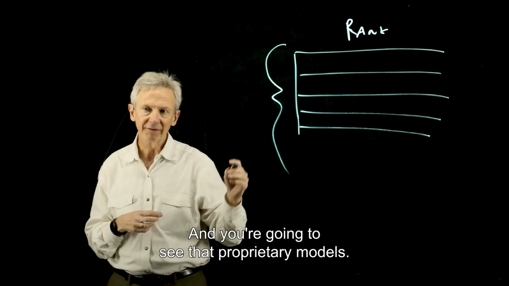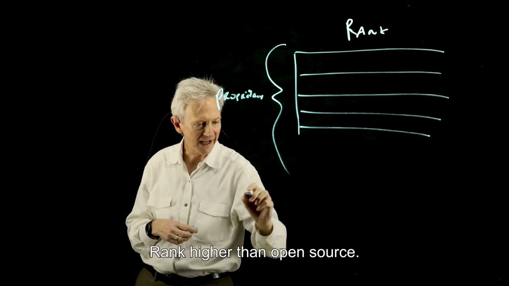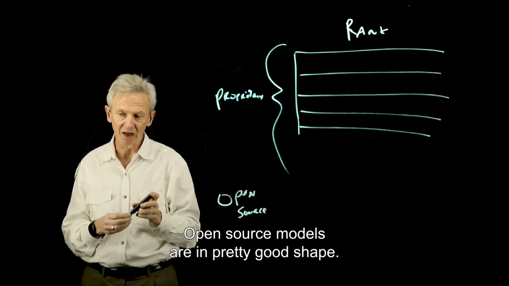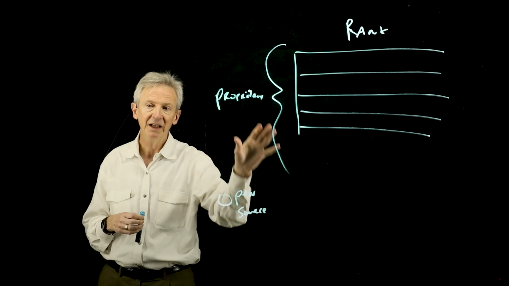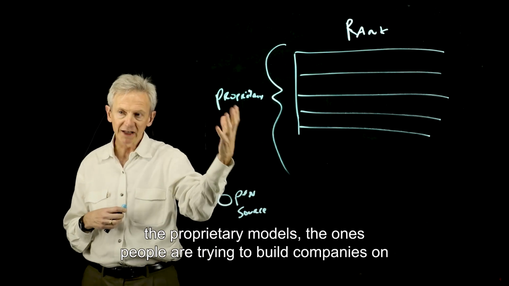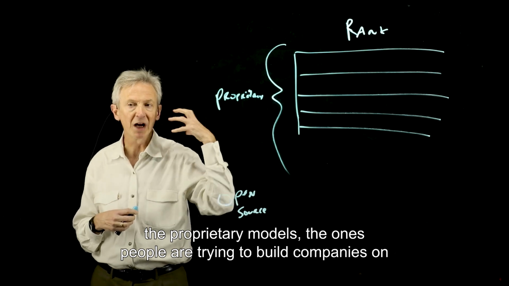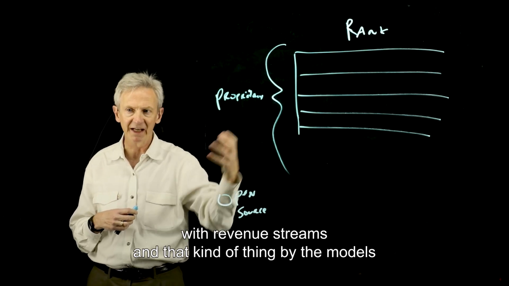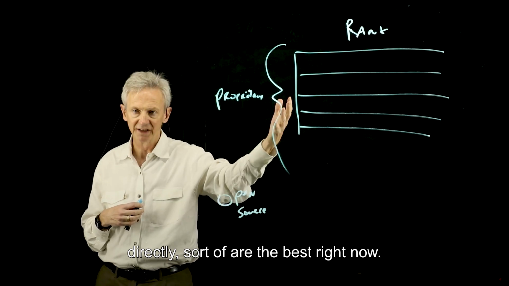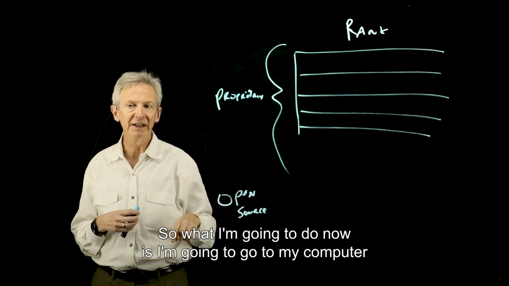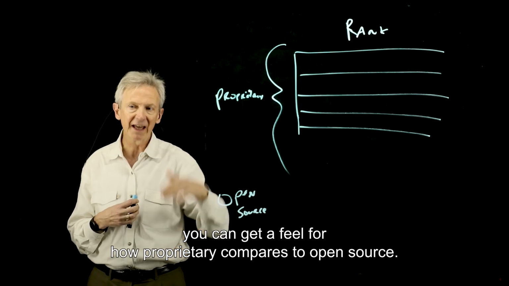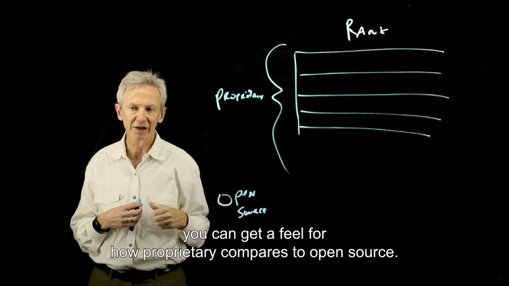And you're going to see that proprietary models rank higher than open source. Not that much higher. Open source models are in pretty good shape, I would say, but maybe as you would expect, the proprietary models, the ones people are trying to build companies on with revenue streams by selling the models directly, are the best right now. So what I'm going to do now is go to my computer and show you what one of these leaderboards looks like, so you can get a feel for how proprietary compares to open source.